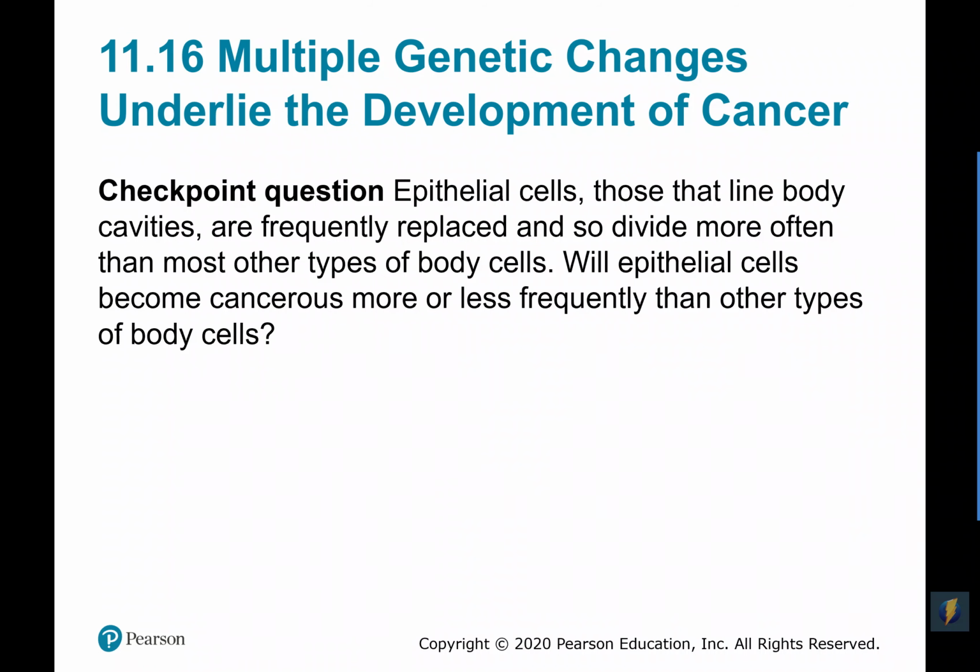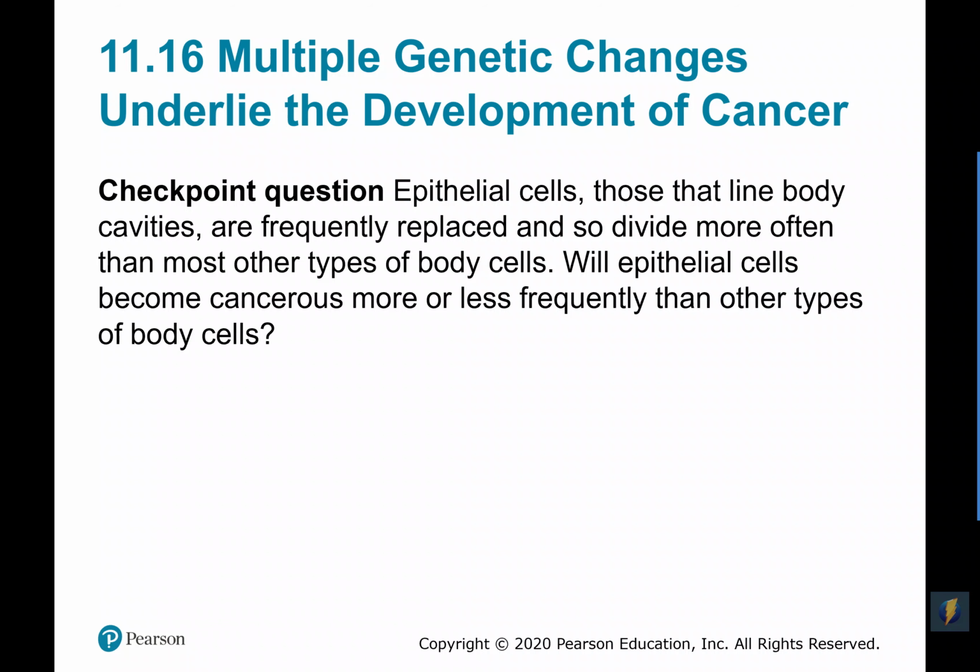So here's a nice little check your understanding question. Epithelial cells, which are the cells that line our body cavities or our skin, are very frequently replaced. For instance, you lose about 50,000 skin cells a minute, so we're constantly making new skin cells. Do you think that would lead to epithelial cells more likely to become cancerous more frequently or less frequently than, say, a nerve cell that doesn't divide as often? What do you think?